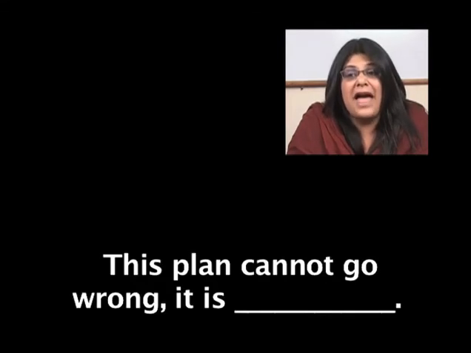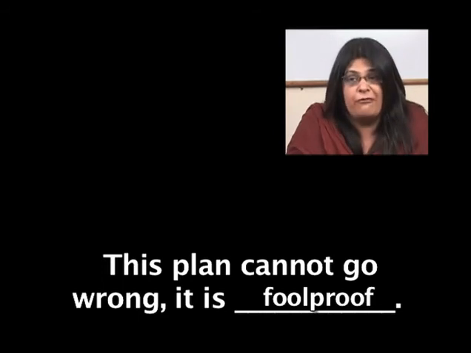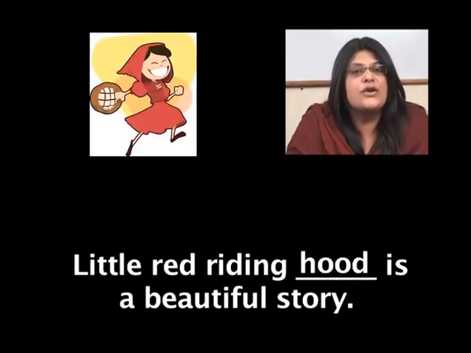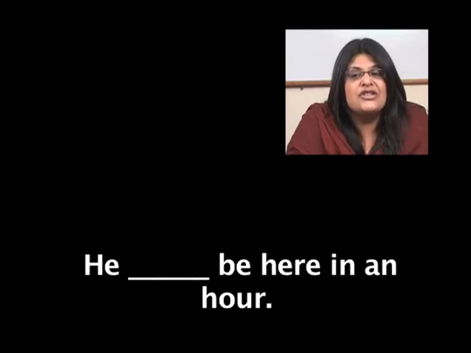Next, this plan cannot go wrong. It is dash. You've got it. It is foolproof. Next, Little Red Riding Dash is a beautiful story. So think about it. You've got it. Little Red Riding Hood is a beautiful story. So hood is the answer. Next, he dash be here in an hour. The right answer is would.